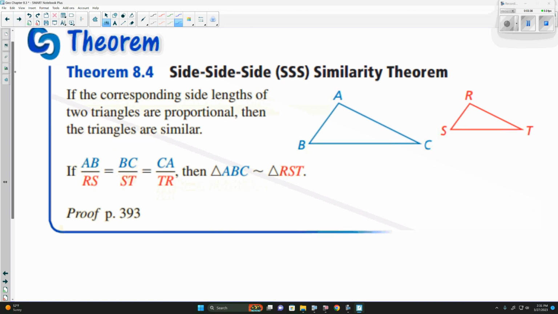What we're looking at today is the side-side-side similarity theorem. Now, side-side-side is similar to the side-side-side congruency theorem, but instead of the sides being congruent, they're going to be similar. The proportions have to be the same. So the proportions of the sides, the scale has to be the same for all three sets. If it is, then the sides are proportional. If it's not, then they are not.